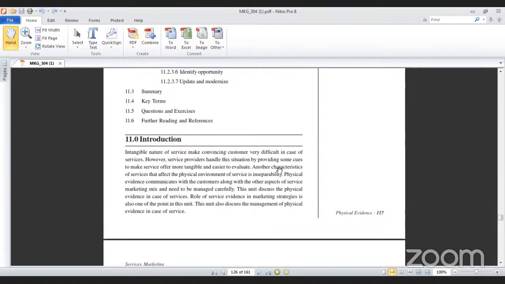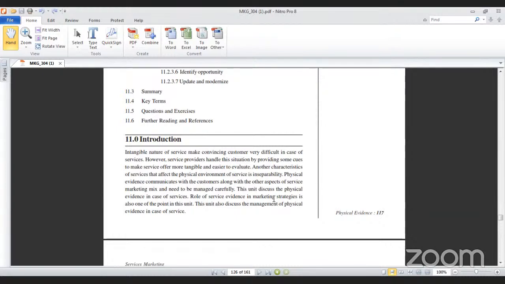Interruptions. The intangible nature of service makes it very difficult to convince the customer in case of service. How does the service provider handle these situations? By providing some cues to make the service offer more tangible and easier to evaluate. Another characteristic of service that affects the physical environment of service is inseparability. Physical evidence communicates with the customers along with the other aspects of the service marketing mix and needs to be managed carefully. This unit discusses the physical evidence in case of service.